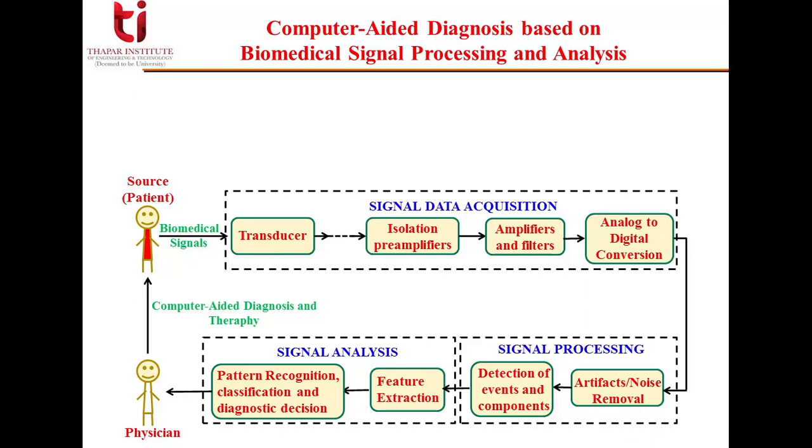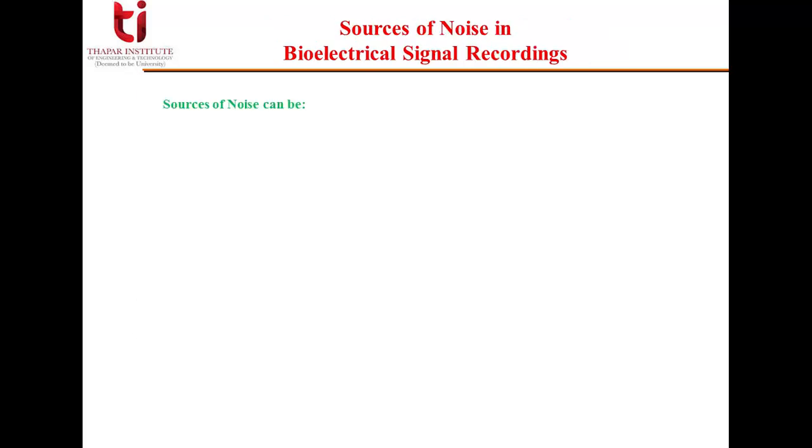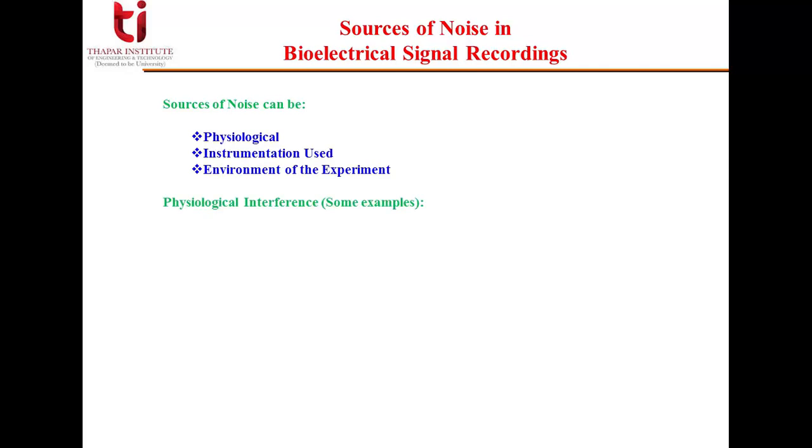Now next, let's discuss what are the main sources of noise in these bioelectrical signal recordings. What is noise? Any signal other than that of interest could be termed as interference, artifact, or simply noise. The sources of noise can be physiological, it can be due to the instrumentation used or the environment of the experiment. The physiological interference.